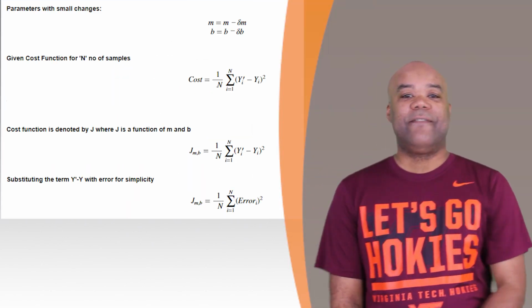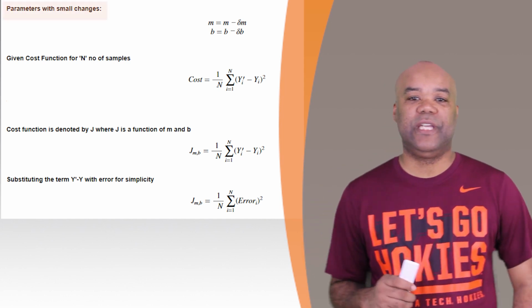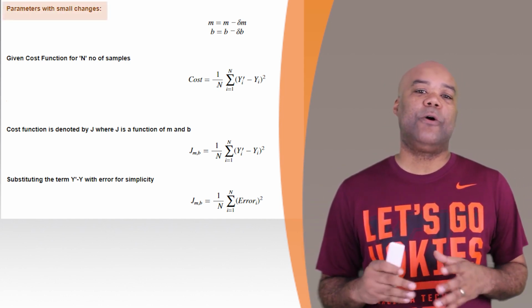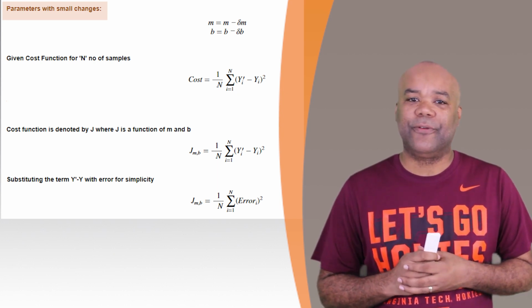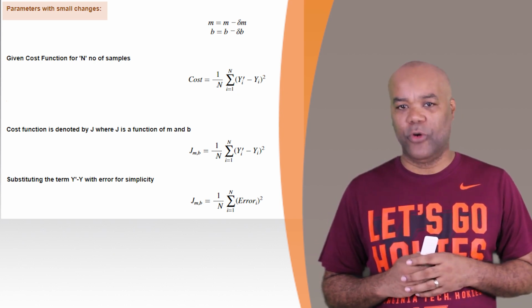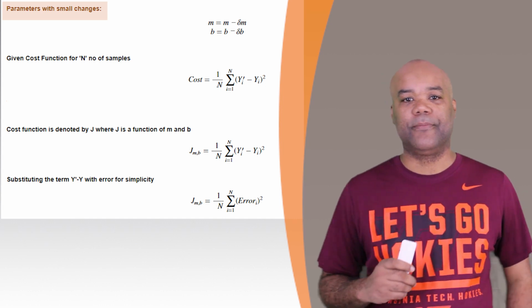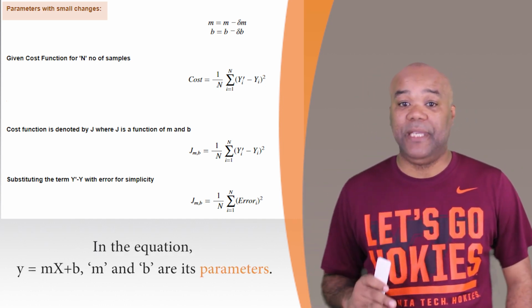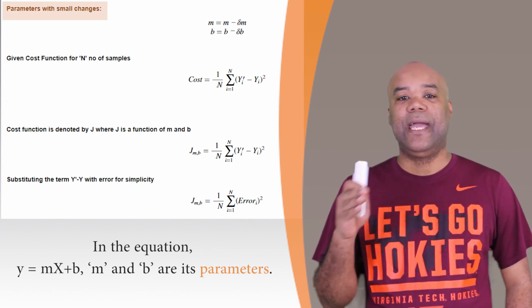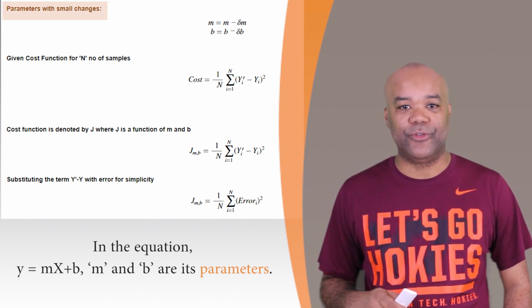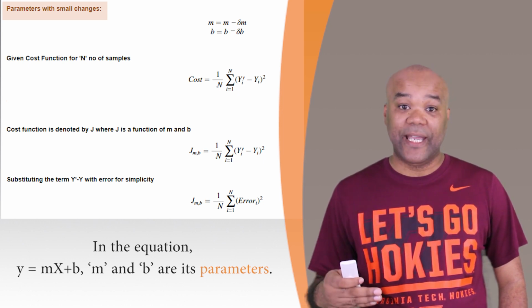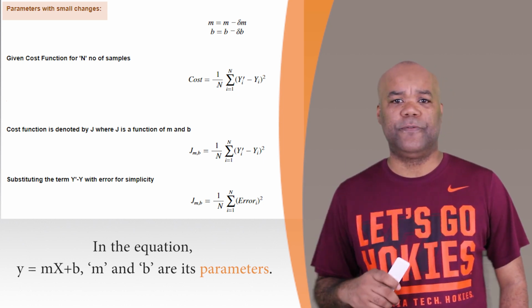So now we have a mathematical interpretation of our cost function. That's what we have now, right? So let's put all of this together into a math formula so we can close the circuit. In the equation y equals mx plus b, m and b are the parameters. They're the coefficients. That's what we want to find the optimal values for.